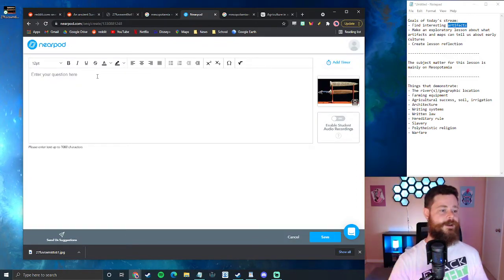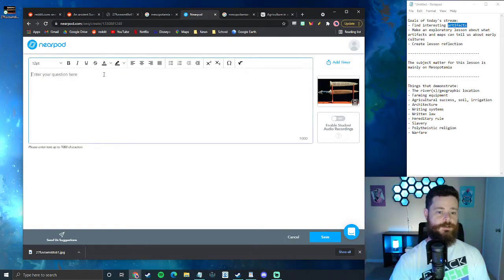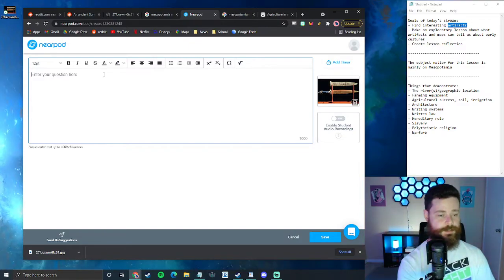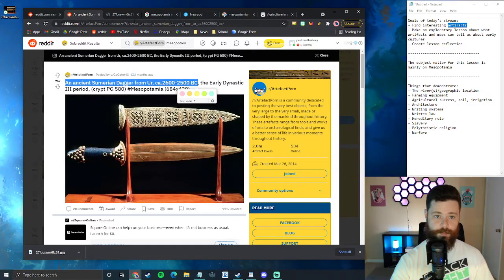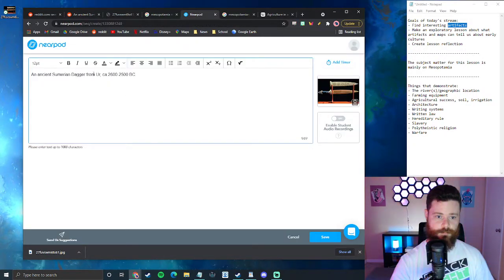And since it's a dagger, I want to see what students would maybe be able to know about this civilization just by looking at this. Just because they had a dagger, what can that tell us about this civilization? So let's see. Ancient Sumerian dagger from Ur. Okay.